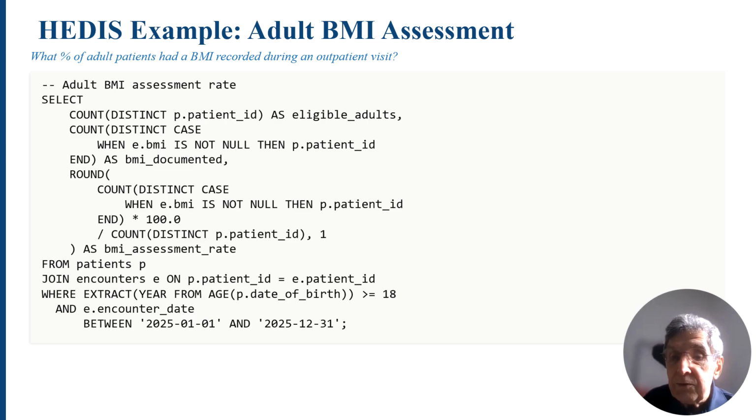Notice again the use of count distinct to avoid double counting patients who have had multiple encounters during the year of observation. A patient with 5 visits where the BMI was recorded still only counts once in our numerator.